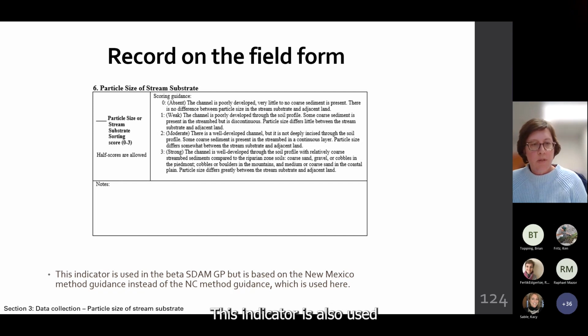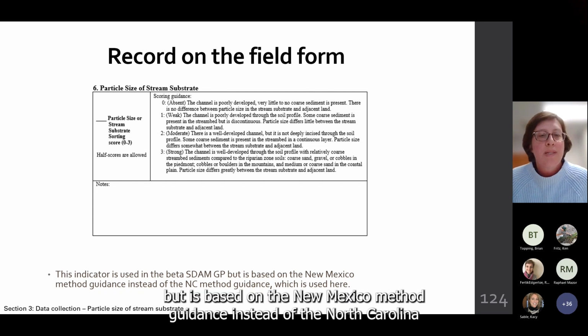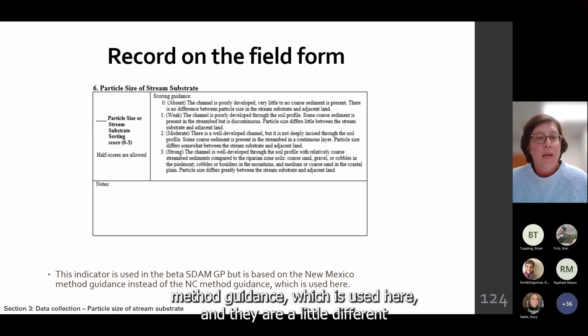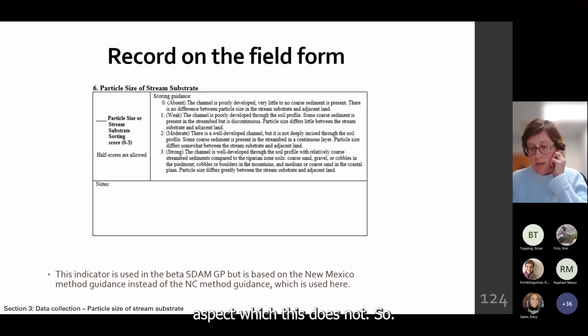This indicator is also used in the beta stand for the Great Plains, but it is based on the New Mexico method guidance instead of the North Carolina method guidance, which is used here, and they are a little different. And the New Mexico guidance does use the sorting aspect, which this does not.